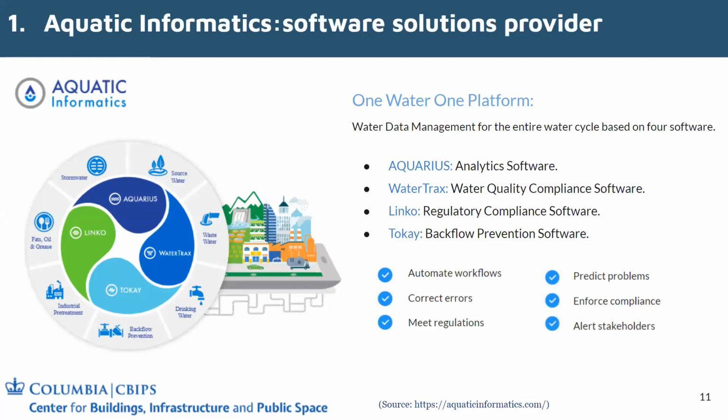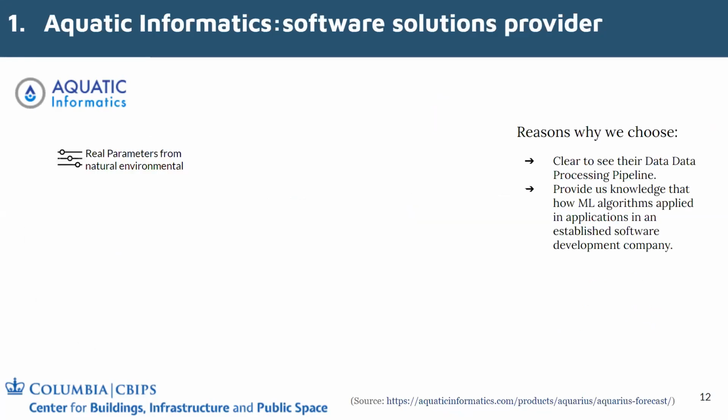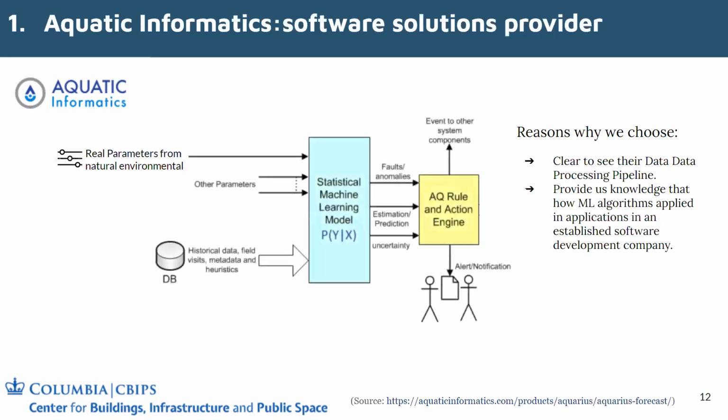It's because in this company's current workshop report, we found it's really clear to see their data processing pipeline. In the graph on the left, real parameters from natural environment are put into their statistical machine learning model. After calculation, the output could be anomaly detection, prediction, and uncertainty. This result will transfer to alerts or events in their engine and provides the service to customers.